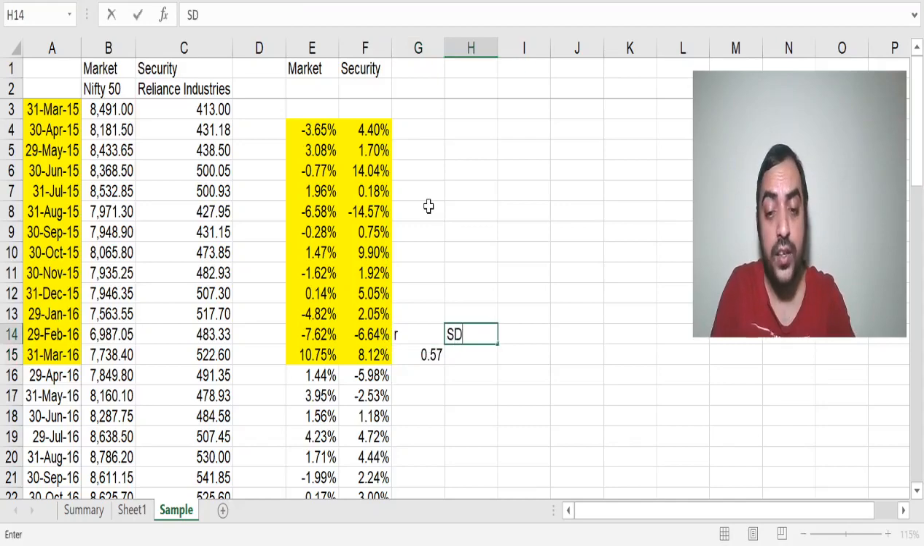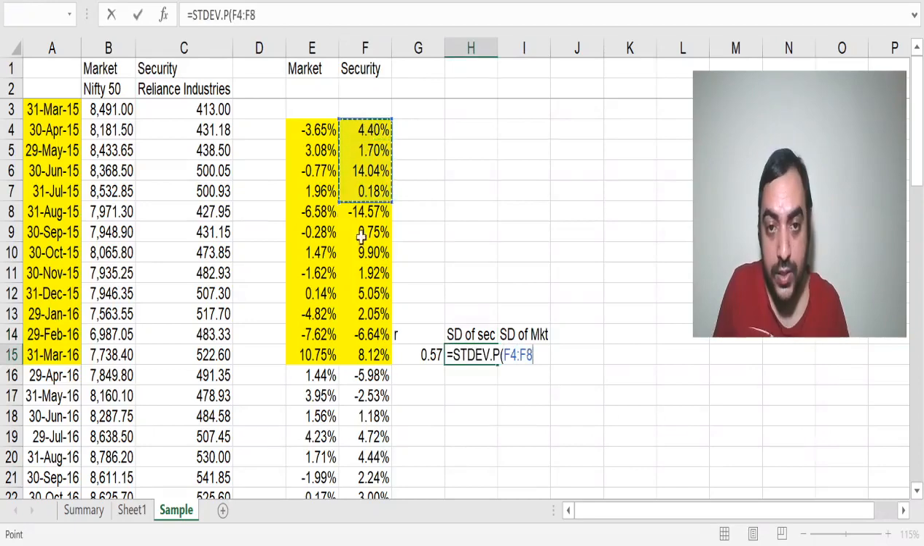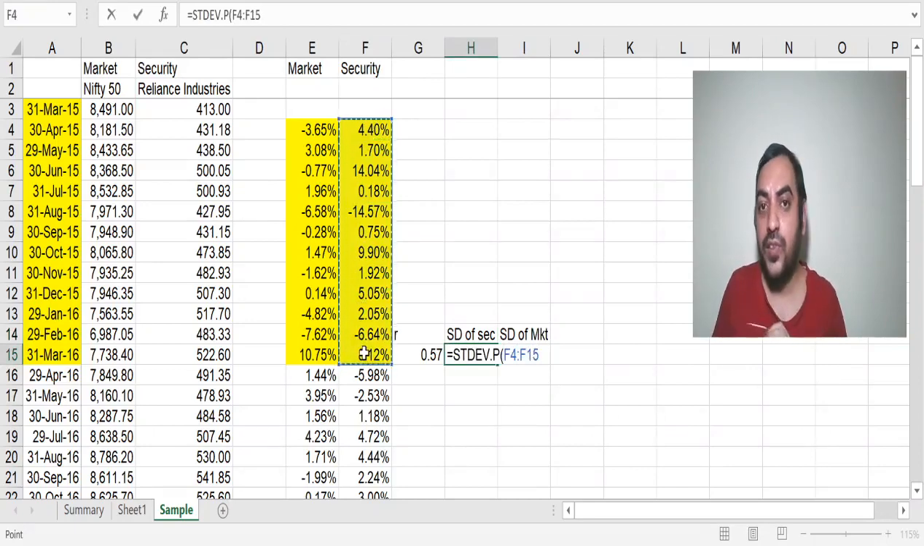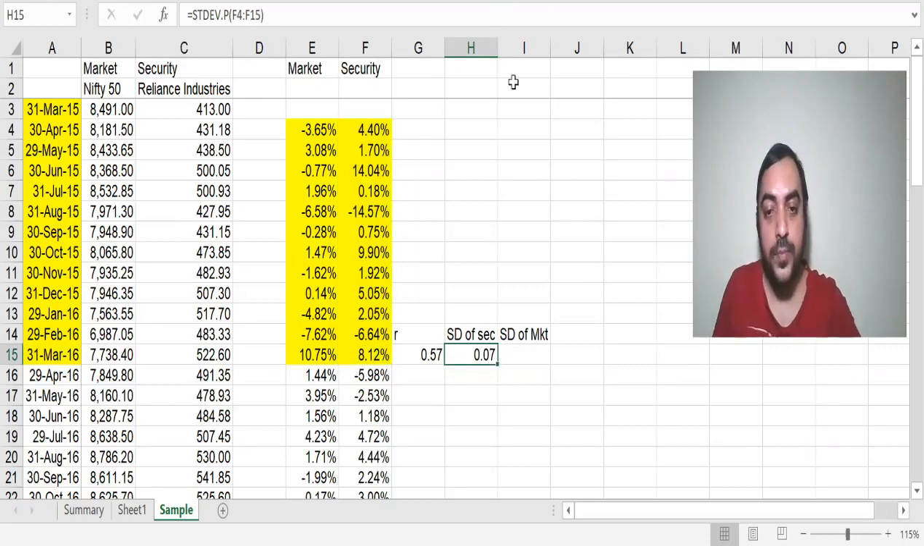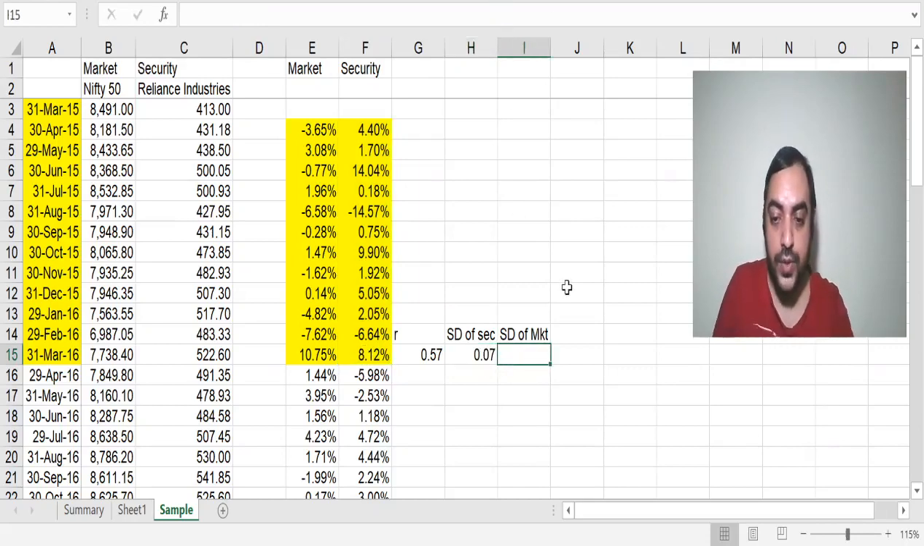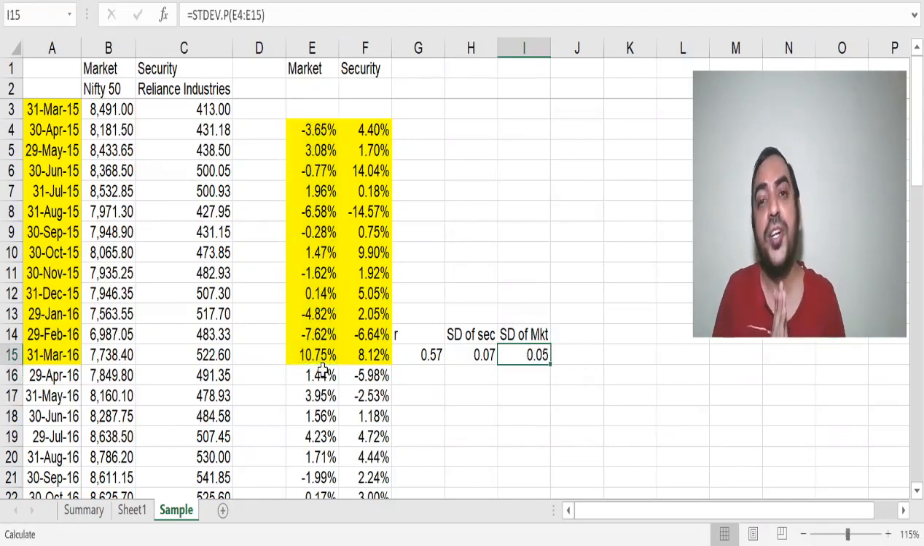Then what do we require? Standard deviation of the security, then standard deviation of the market. In this case, standard deviation of the security means the Reliance 12 months monthly returns. Select it. I got the number. And then standard deviation of the market. The formula is STDEV.P. Select the market returns. So this data is also computed.